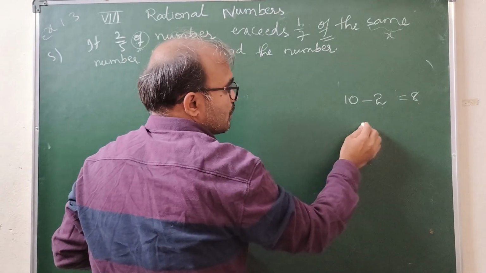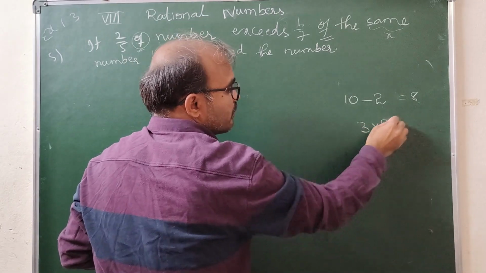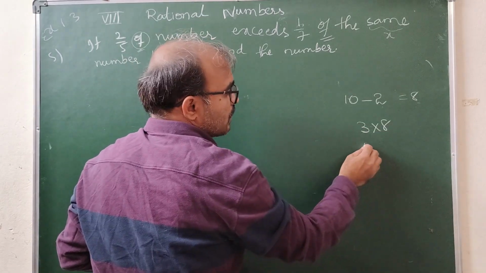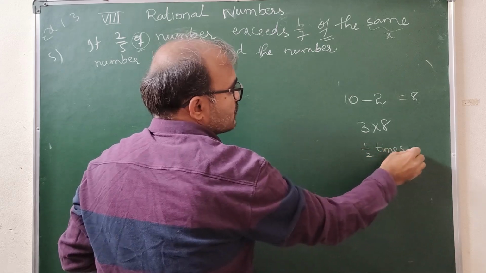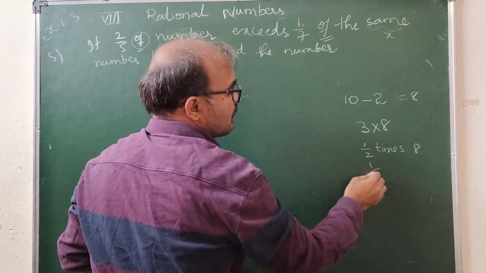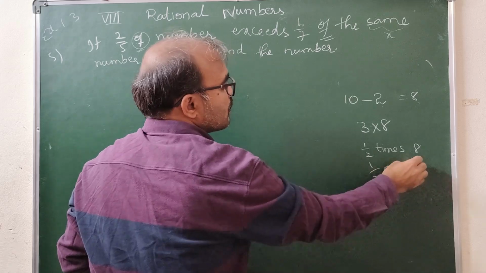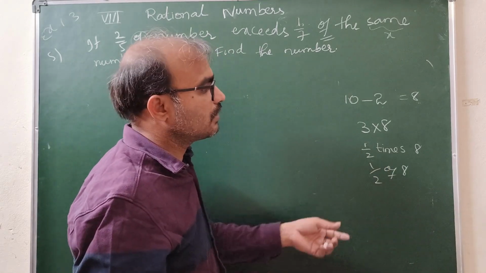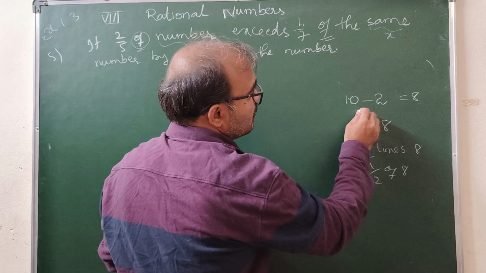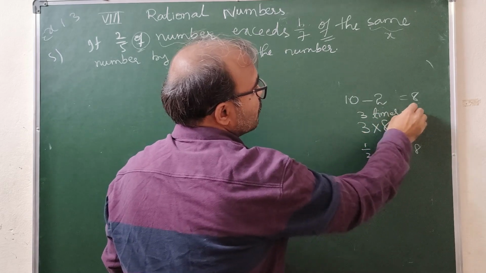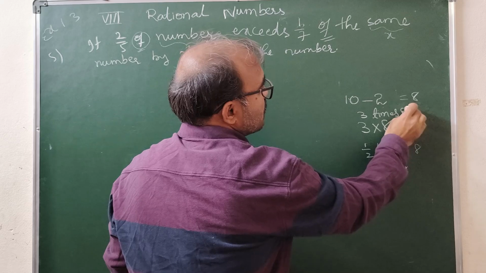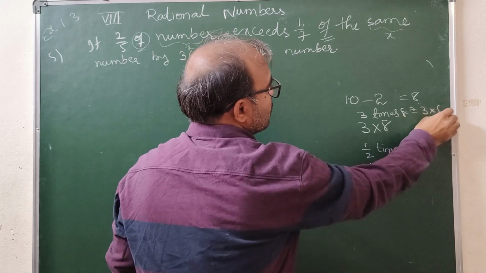So we say 3 times 8, but we won't say half times 8. We say half of 8, right? That is English grammar. Here this is 3 times 8. To find 3 times 8, what do we have to do? We have to multiply 3 into 8.